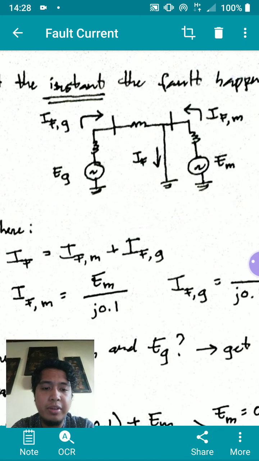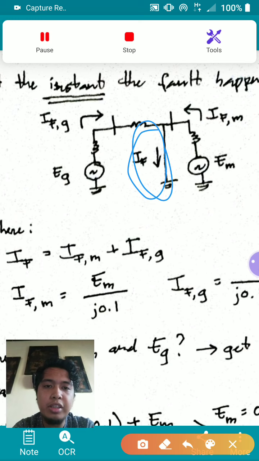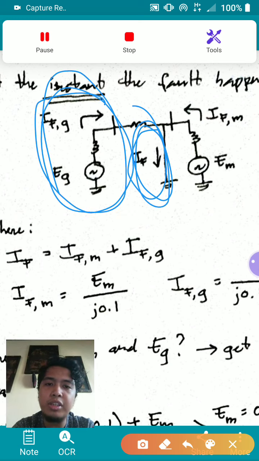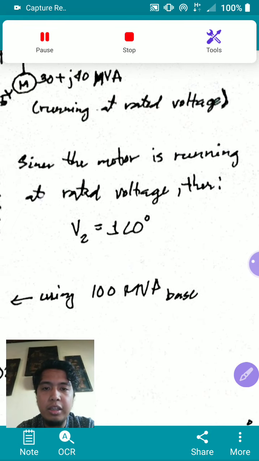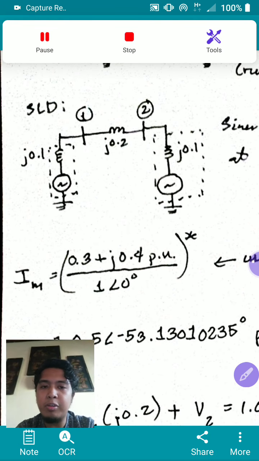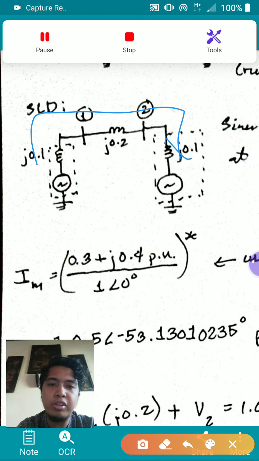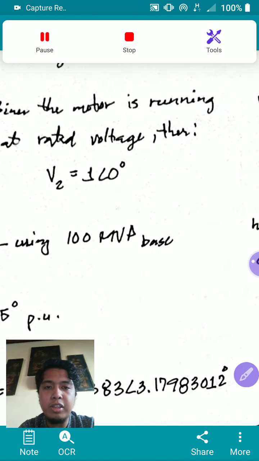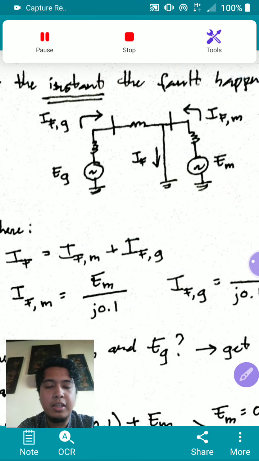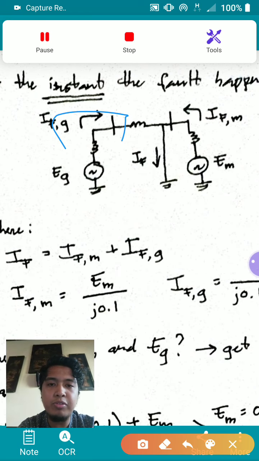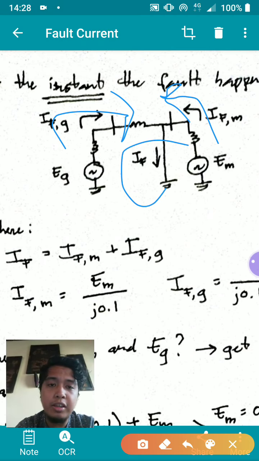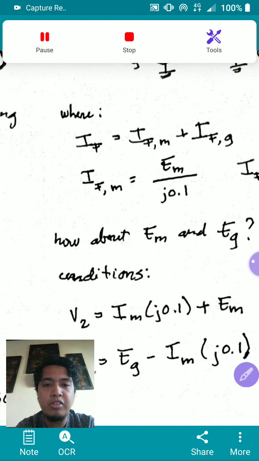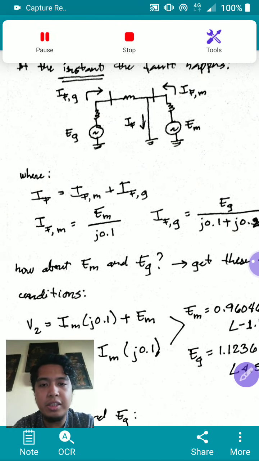So you have a fault current here that is a contribution of the generator and this motor. In pre-fault, in normal operation, the flow of current is going this way. But in faulted conditions, this is the flow of current from the generator and this is the flow of current from the motor. And the sum of those two is this fault current.